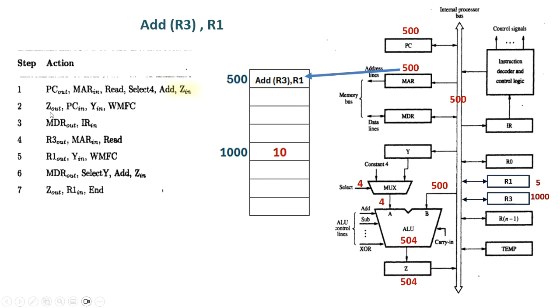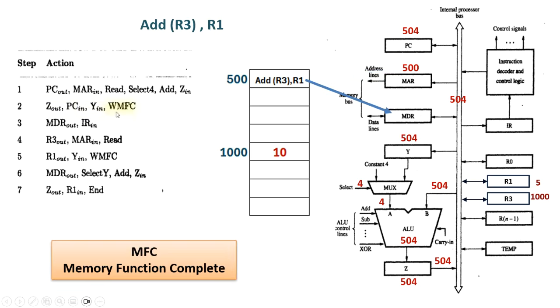In the second step, Z out can be enabled, so this data can be moved into the internal bus. This is the open connection, so this is also updated automatically. Then PC in, this data can be updated here. The next control signal is Y in, so this can be updated as 504.